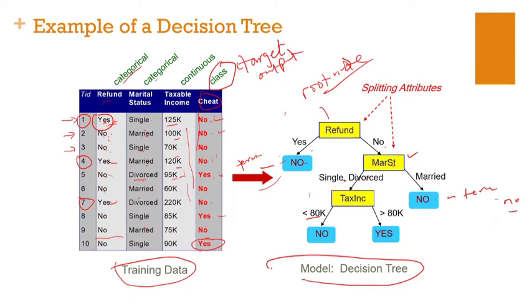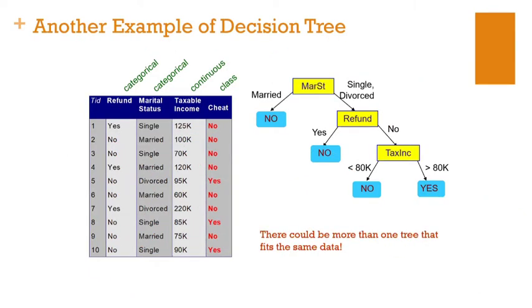Now, quickly, don't forget, I told you there is a different way you can build it. We can also build it in another way. This is the same data set, but now we started with marital status. So with marital status, we build it just like the way we did. You can see here we got married. We went to refund, no. Then we went to taxable income. So there could be more than one tree that fits the same data. This is just the idea, just established. There could be more than one. If you start with different attributes, you get a different model.